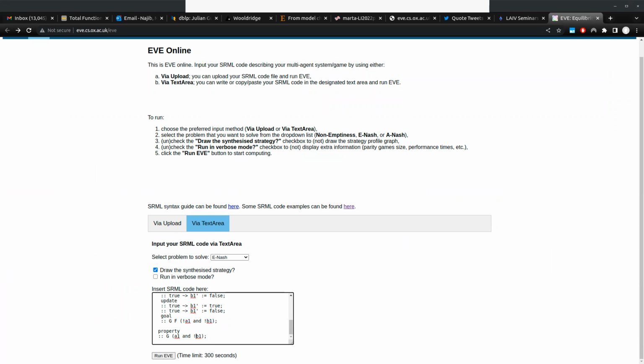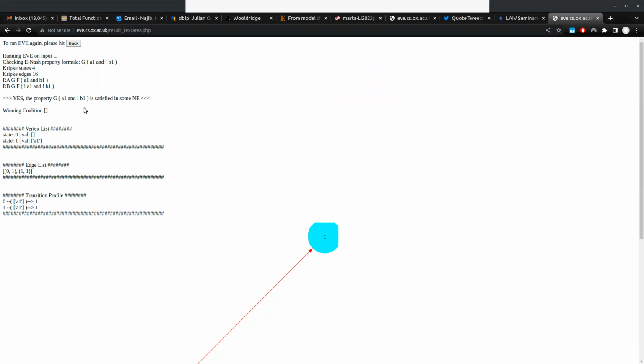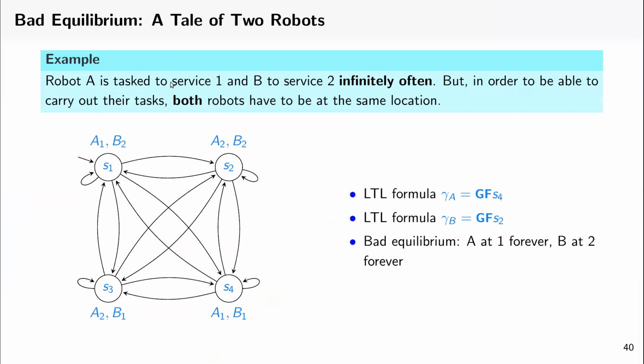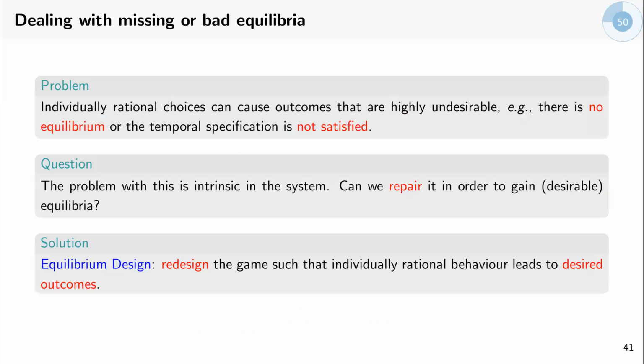Then the answer is yes. What this means is that there exist some bad equilibria, right? And if we have such bad equilibria, what do we do? We can try to fix the game. So the question is, can we repair games with bad equilibria such that we gain some good equilibria? And we do this by redesigning the game.